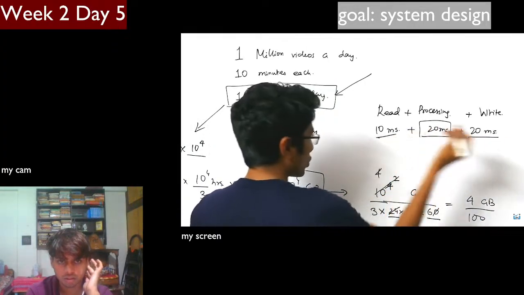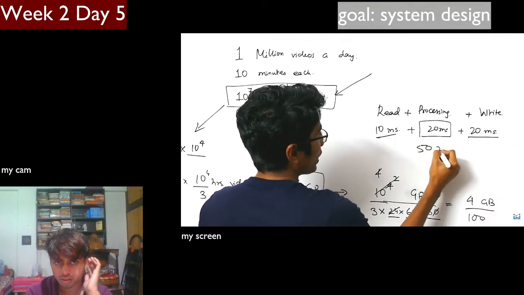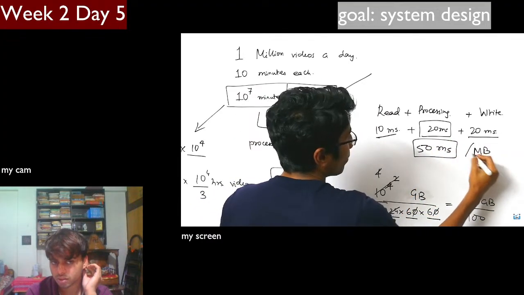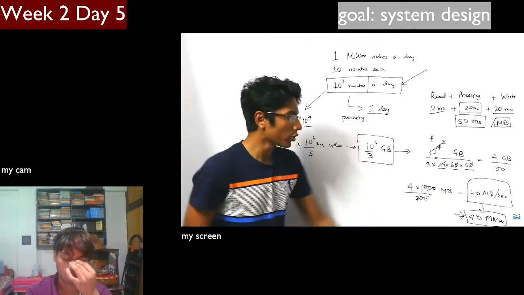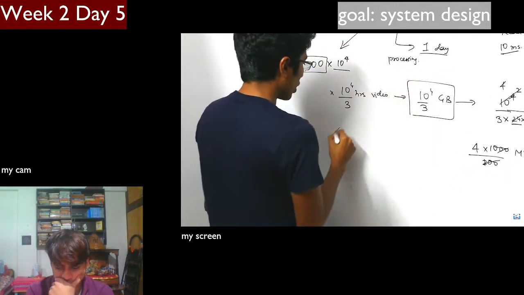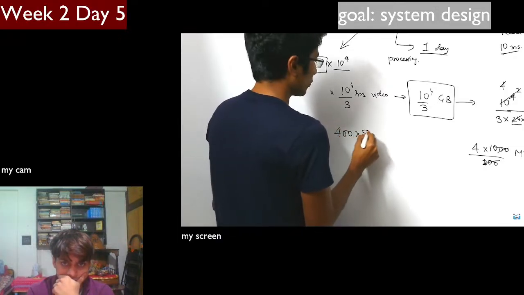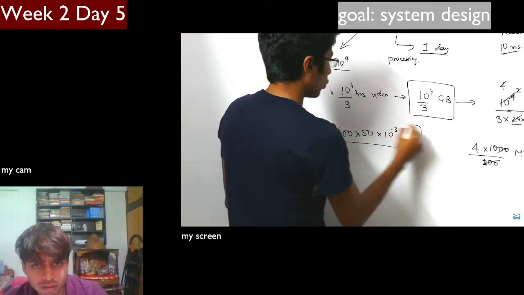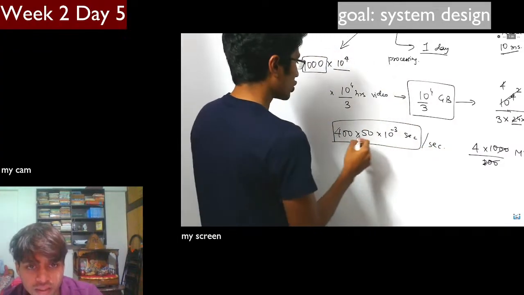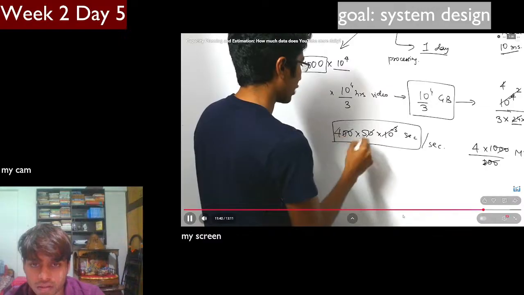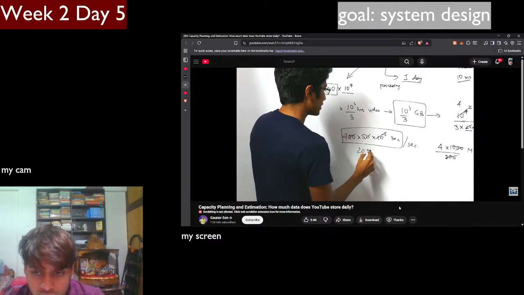IO operations are usually slow, so this makes sense. You need 50 milliseconds to process 1 MB of data, and you have 400 MB of data per second. So effectively, you have 400 into 50 into 10 raised to power minus 3. So this is in seconds of work to do per second, which turns out to be, if I remove these 3 zeros, then this factor goes away, and you have 20 seconds of work to do per second.